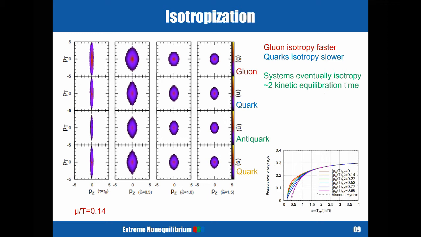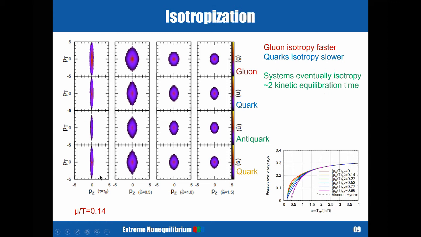And aside from this longitudinal pressure over energy figure, we can also intuitively inspect the buildup of the isotropization of the system and how this ineffectiveness of the quark influences this isotropization process. So here I provide the 2D distribution in the transverse momentum and longitudinal momentum for gluon, quark, antiquark, and also strangeness. Starting from a highly anisotropic distribution with a gluon dominating system, we have a very small chemical potential, and we have some fraction of quarks and even fractions of antiquarks.